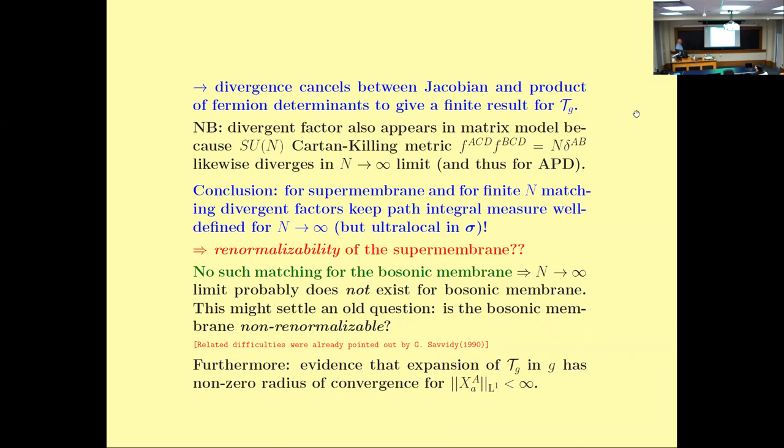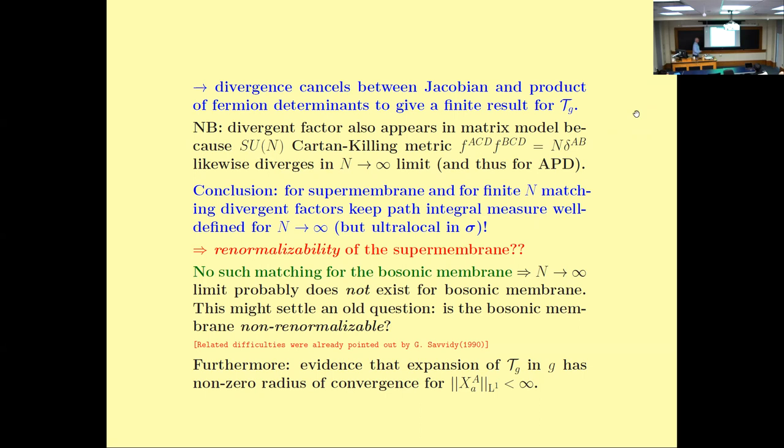So, in other words, this divergence cancels between the Jacobian and the product of fermion determinants to give a finite result for this transformation. And by the way, you also see this in the SU(N) approximation, because when you do the traces, you have to do such sums, and they're proportional to N. Although I think you need a different power, but anyway, it diverges with N, so you cannot take the infinite limit.